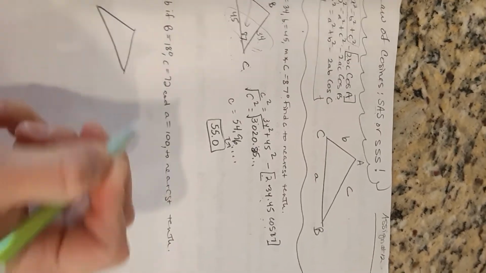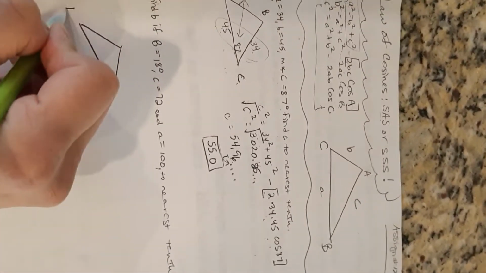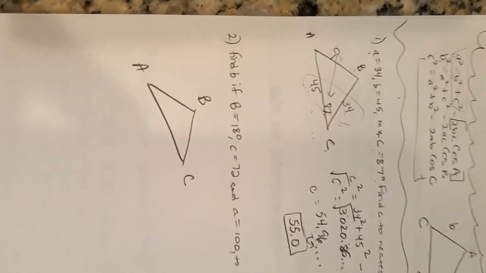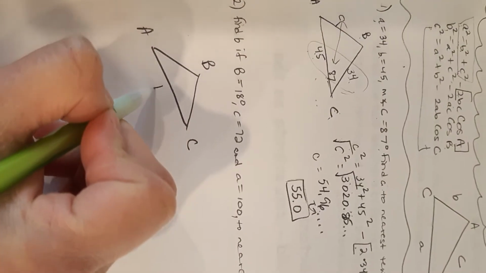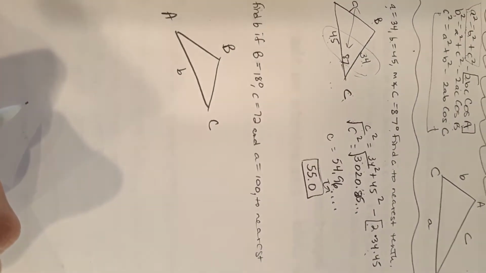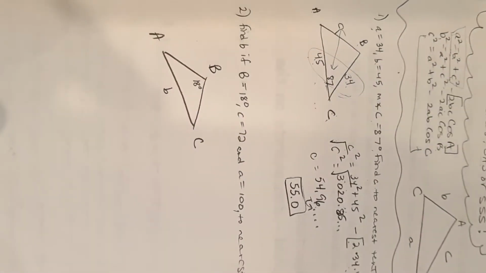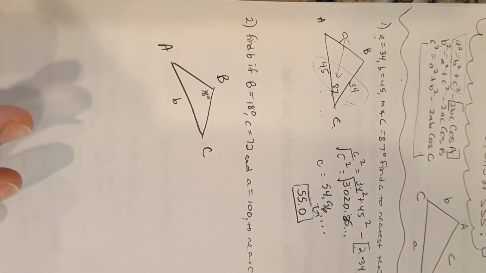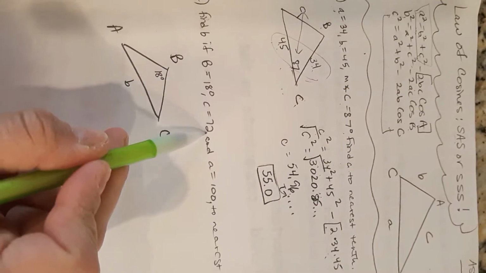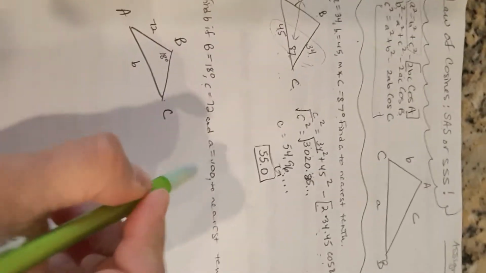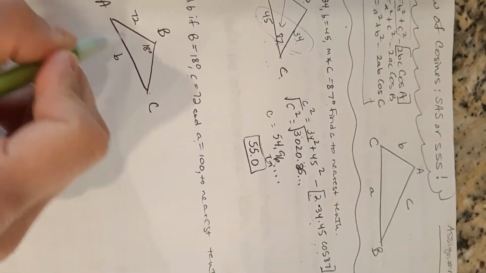I always tend to draw similar triangles. So it looks like labeling ABC. All right, find side B, so that means it's going to be this guy. If the measure of angle B is 18 degrees, not really drawn to scale here, I apologize, but just go with it. Side C is 72. I know it's a side because it's a lowercase, and side A is 100.